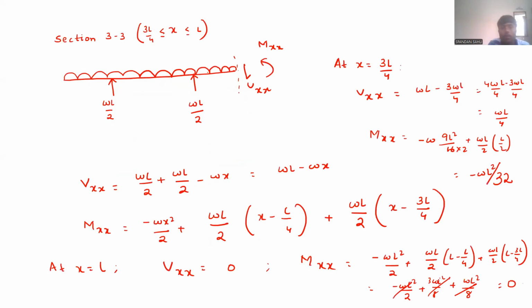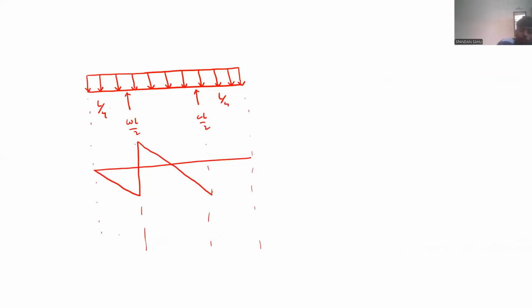Then similarly, when you check for section 3 at x equal to 3L by 4, Vxx is WL by 4 again. So it will again move upward, cross the reference, and will go to WL by 4 respectively. Then it will touch the zero value at point right. So this is negative, this is positive, this is negative, this is positive. And the values are minus WL by 4, minus WL by 4, WL by 4, WL by 4, and 0, 0 respectively.